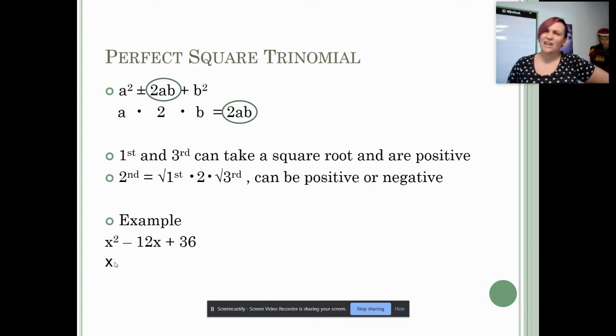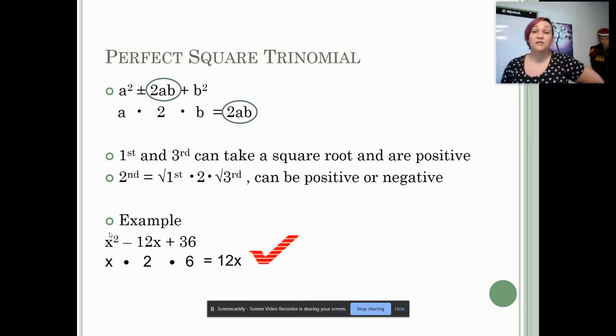Then I ask myself, can I take the square root of the last term? And the answer is yes, I can. The square root of 36 is 6. And the final thing I ask myself is, if I multiply those with the number 2, x times 2 times 6, will I get the middle number? And the answer is yes, I do. Now, again, for the middle number, it can be positive or negative. That doesn't matter. What does matter is that they are both the 12x.